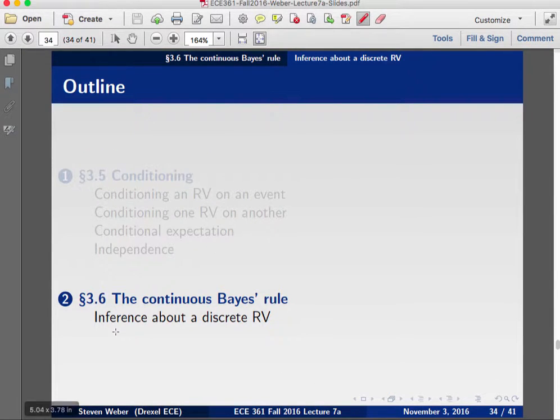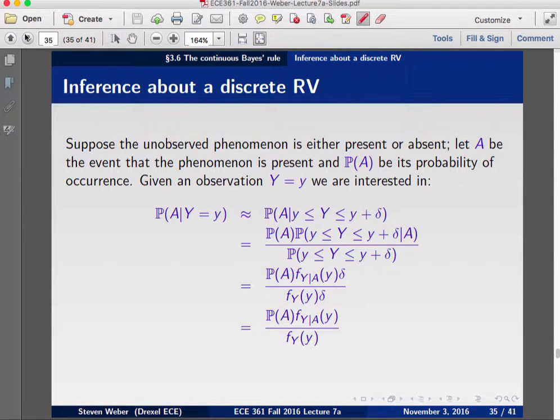Next, let's talk about inference about a discrete random variable. So in this setting, we're supposing that the unobserved phenomenon is binary. It's either present or it's absent. And we'll let A be the event that the phenomenon is present, and P of A the probability of its occurrence. Now we're given an observation. Say we call our observation the random variable y, and we suppose it takes value little y.